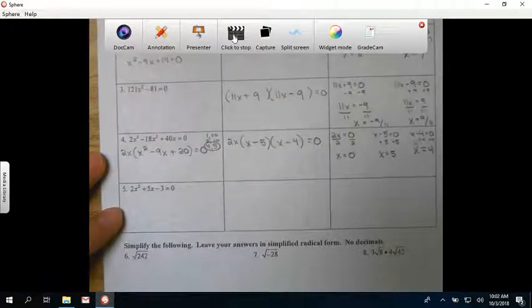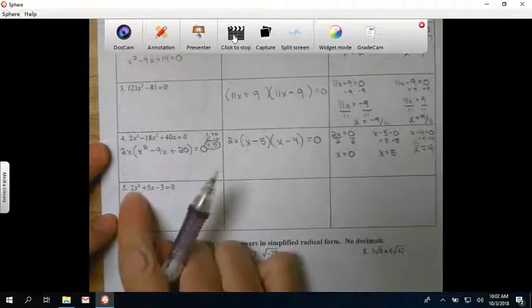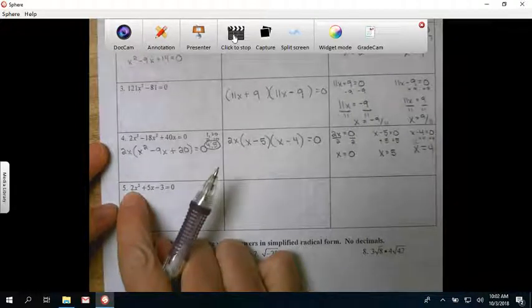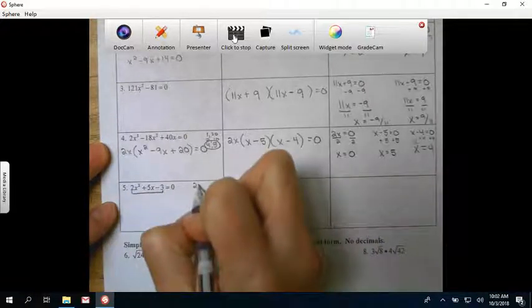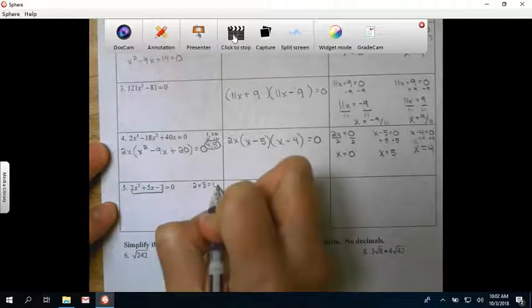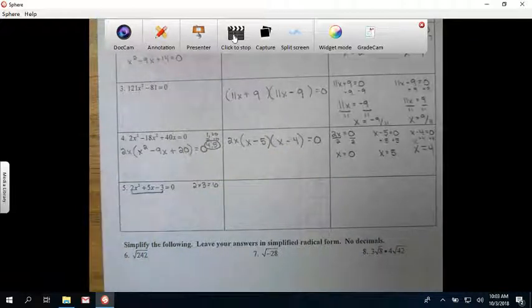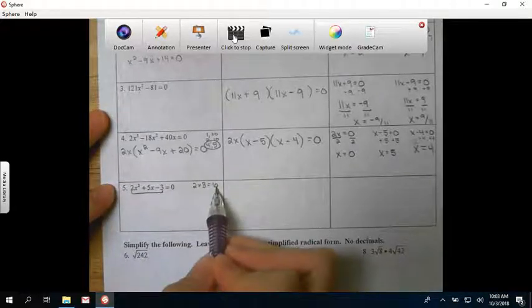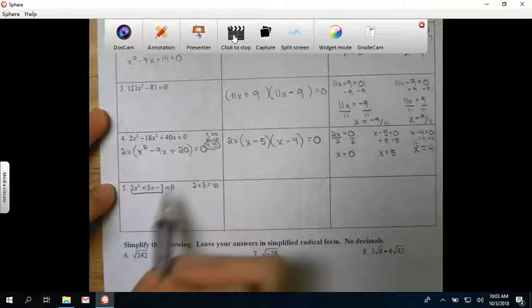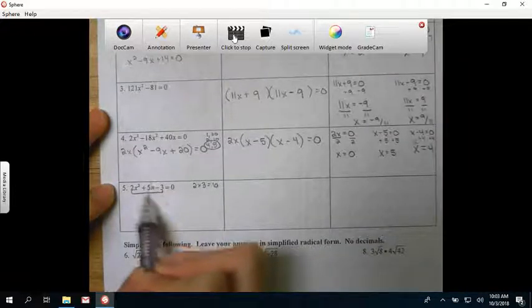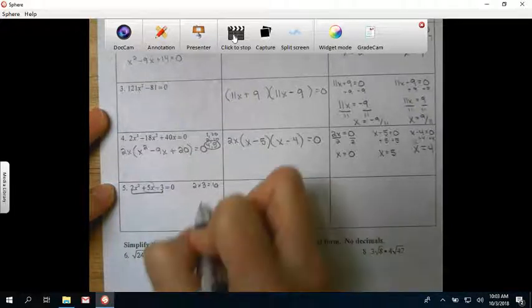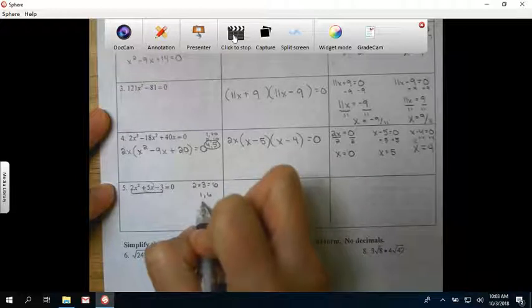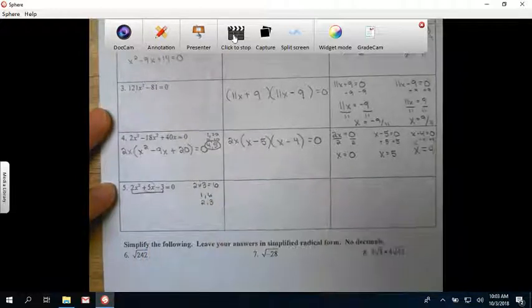Now this last one is a trinomial, but I do have a coefficient on my x squared term. So when that is the case, I need to do a times c to get my number that I will be looking for factors of. So I'm looking for what factors of 6 subtract to give me 5. Since the c term is negative, I'm looking for which ones are going to subtract to give me 5. So if I list my factors, they need to subtract to give me 5.